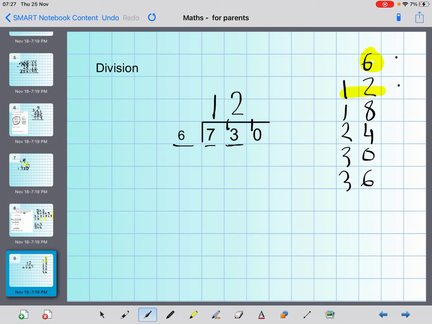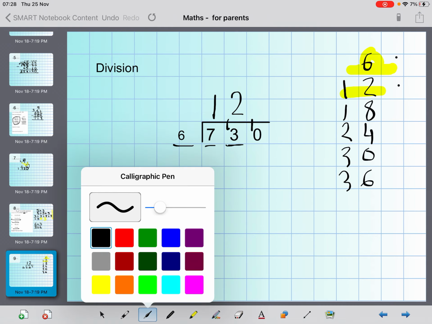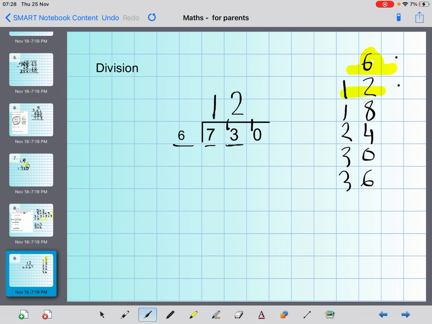And then I look at 6 into 10s. The number closest to 10 without being more is 6. So that means I can make one group of 6, and then I would need to see how many I have left over. So 10 take away 6 leaves me with a remainder of 4, and we just simply show that in Year 4 with an R4.